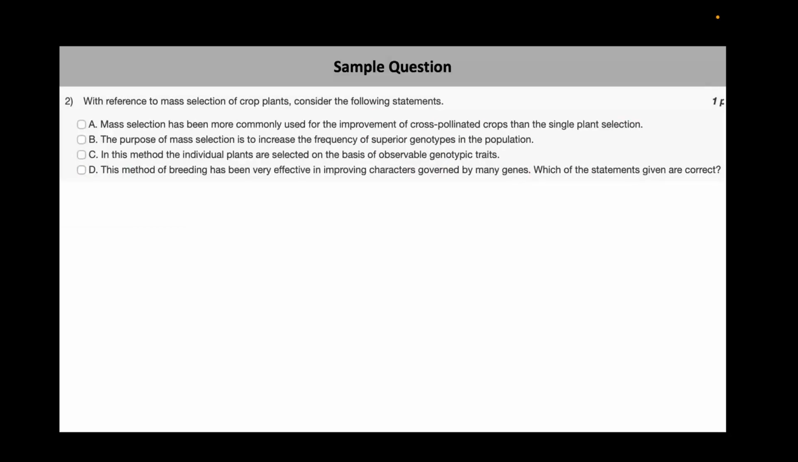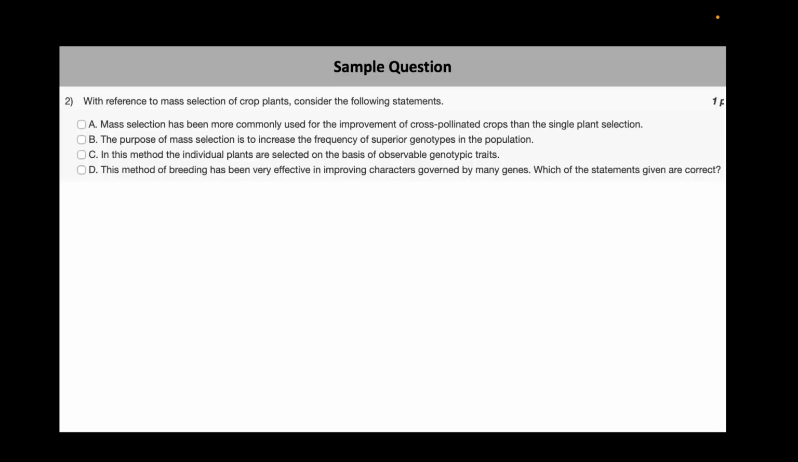With reference to mass selection of crop plants, consider the following statements. A. Mass selection has been more commonly used for the improvement of cross-pollinated crops than single plant selection. B. The purpose of mass selection is to increase the frequency of superior genotypes in the population. C. In this method, the individual plants are selected on the basis of observable genotypic traits. And D. This method of breeding has been very effective in improving characters governed by many genes. Which of the following statements are correct?